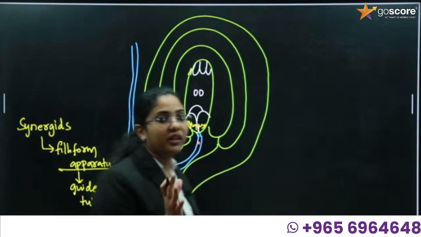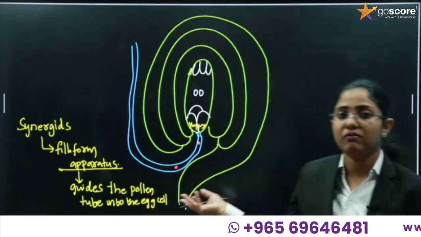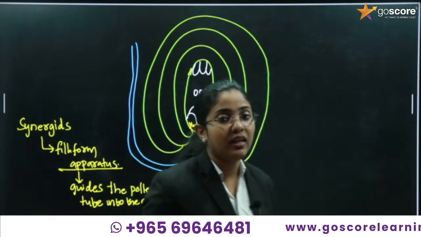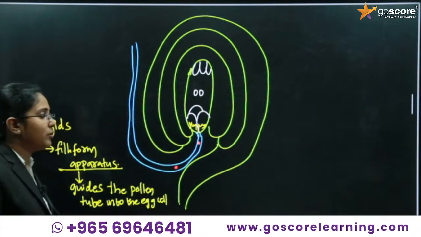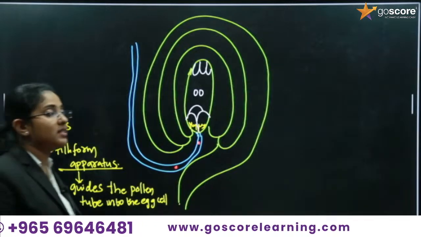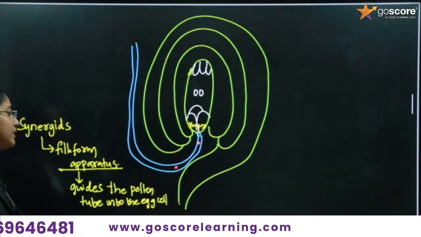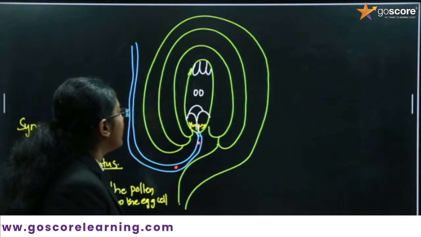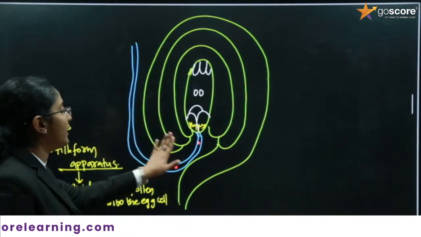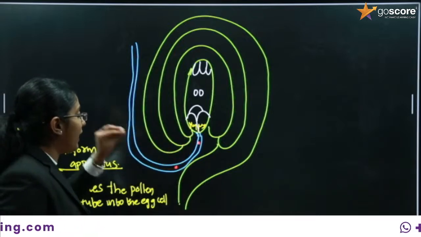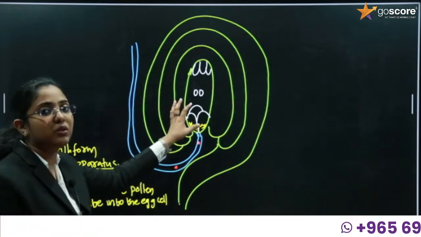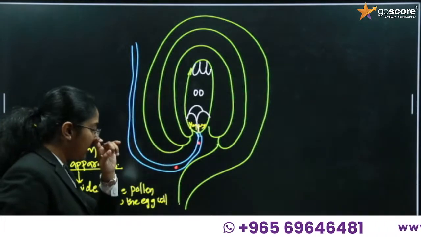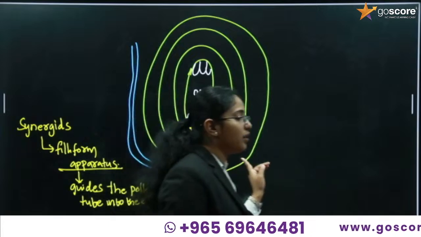So it is very important, dear students. You will get a 1 mark question from this filiform apparatus. What is the role of the filiform apparatus? The filiform apparatus in the synergids will guide the pollen tube into the egg. Don't forget this. Now one male gamete will be fusing with the egg cell, and the next male gamete will be fusing with the polar nuclei.